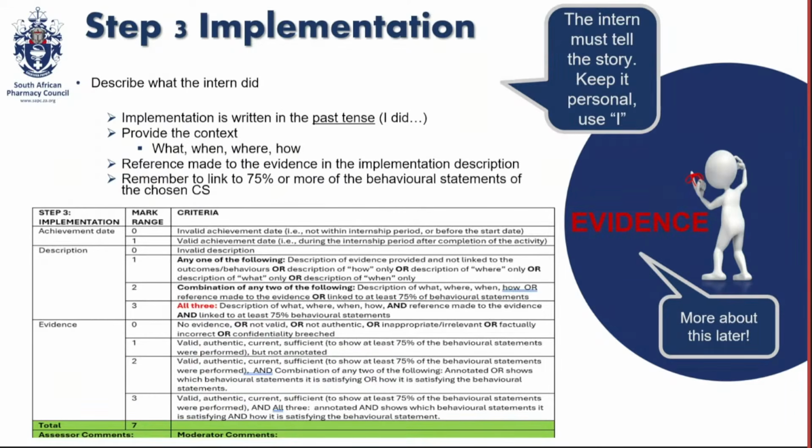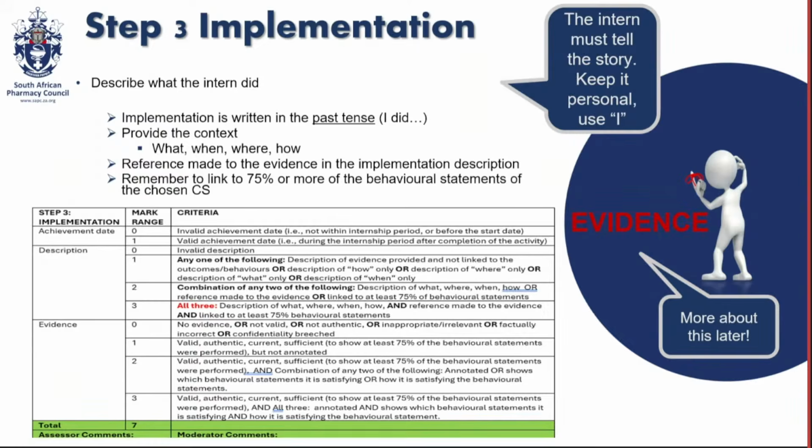So when they're describing that they looked at the Schedule 6 register and they balanced it every quarter, for example, we want to say, okay, this particular statement is linked to evidence 5.5, or however they reference their evidence, or evidence A or evidence one, whatever it may be. When they do that, it gives us a better picture of what the intern is talking about and where we can make reference to. Remember to link to 75% of the behavioral statements. So together with linking to the evidence, the intern also needs to link to the behavioral statement. So if it's 5.3a, they need to refer to 5.3a within the implementation in line with their evidence, be it one, be it two, etc.